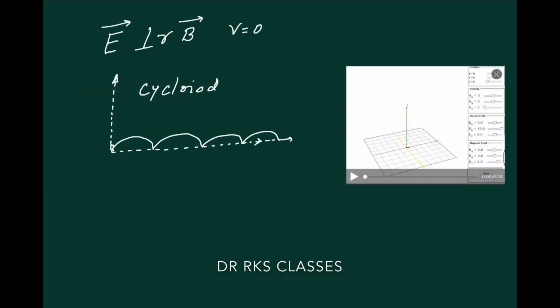Take another case where the electric field is perpendicular to the magnetic field. Let us say the initial velocity is 0. Then the path followed by the particle is a cycloid. You can see the video diagram. This is the path followed by a charged particle in electric and magnetic fields perpendicular to each other. The path followed is a cycloid.